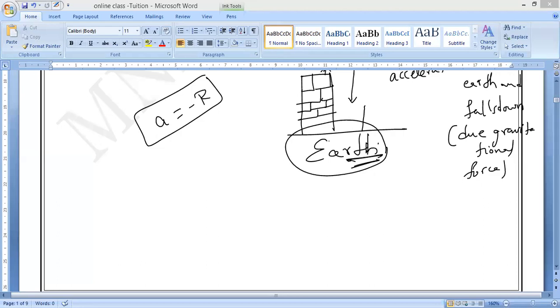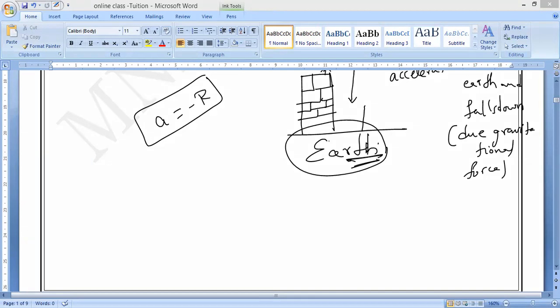So F is equal to m into a, and a is equal to F by m. For example, how big a stone will you throw? Maybe one kg. If we take a 1 kg stone, the acceleration produced by the stone is how much? 9.8 meter per second square.